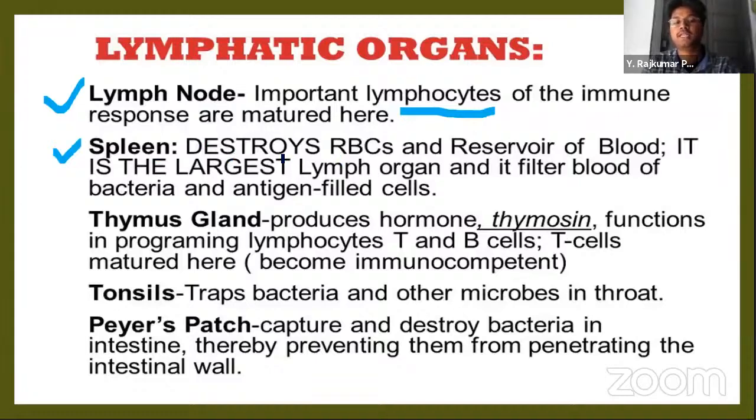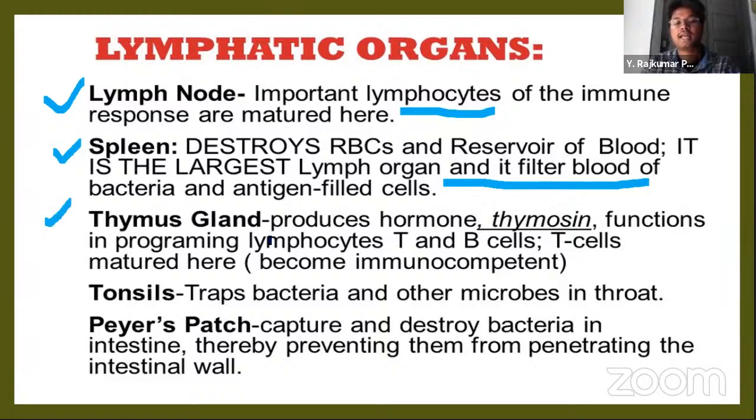Next, the spleen destroys RBCs and is a reservoir of the blood. It is the largest lymphoid organ, and it filters blood of bacteria and antigen filled cells. So the spleen is called the graveyard of RBC as well. It destroys RBCs after their lifespan. An RBC's lifespan is 120 days, and after 120 days, every RBC has to be destroyed and new RBCs are produced in the bone marrow.